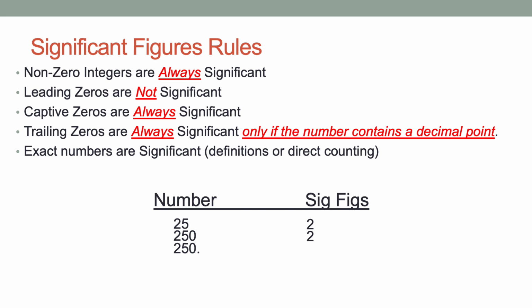What about 250 with a decimal point? As you can imagine, 2 and 5 are significant, and the trailing 0 is significant now because there's a decimal place. So there are three significant figures.